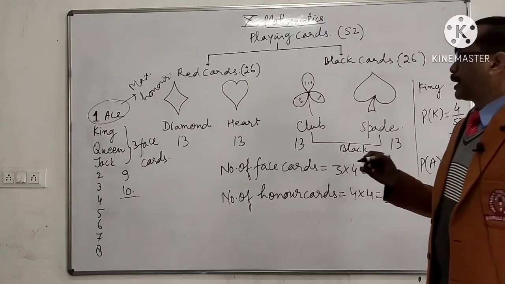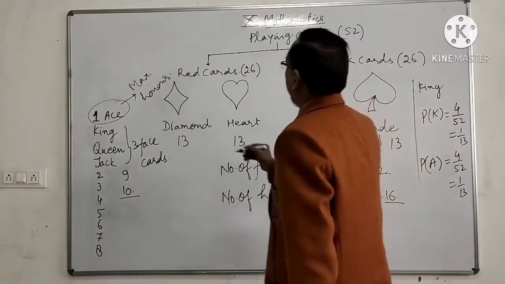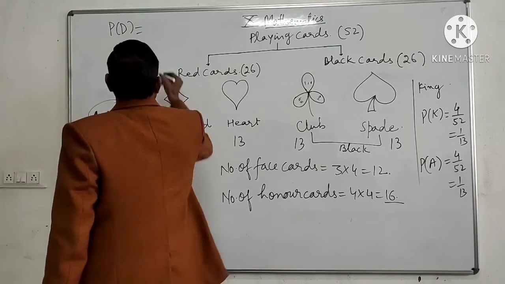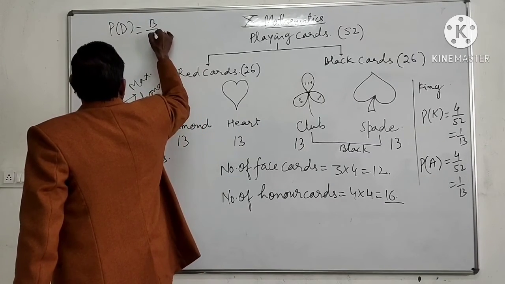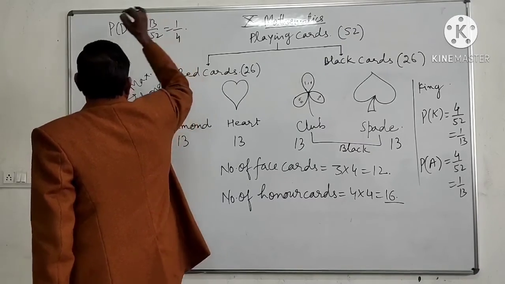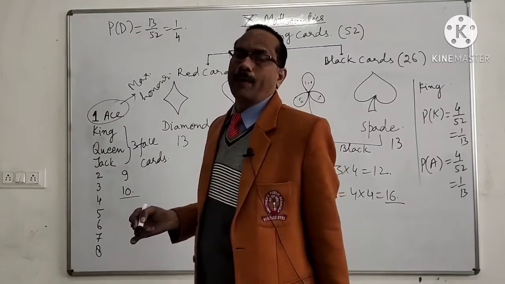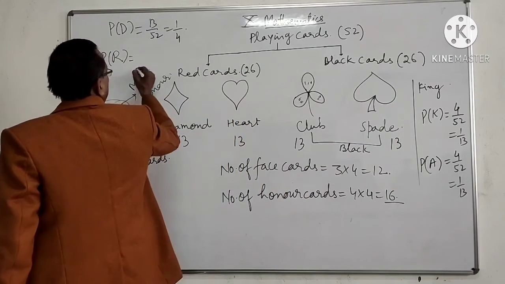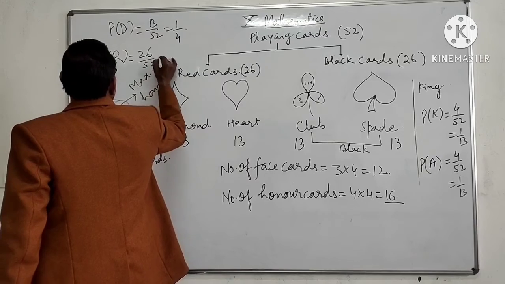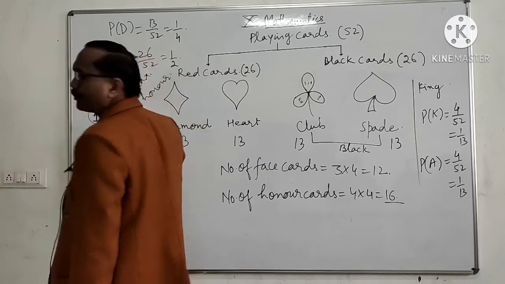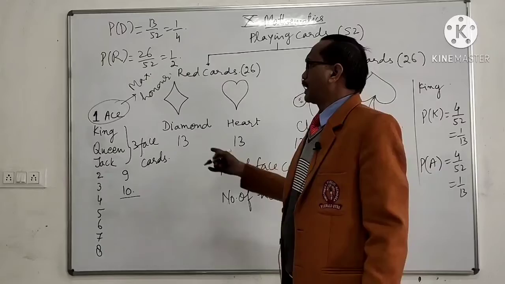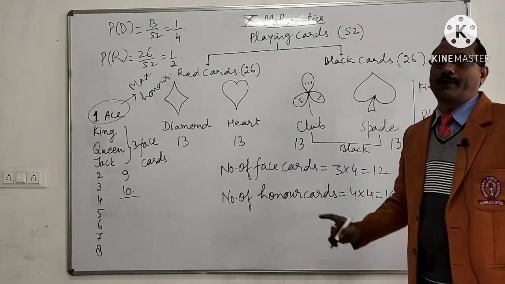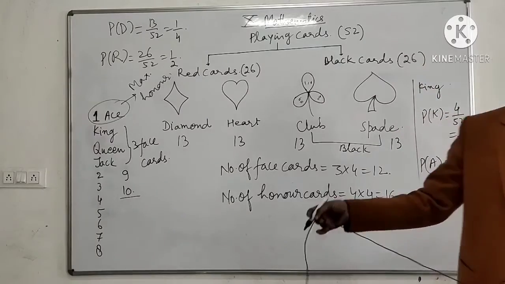If we find the probability of getting a diamond card, there are 13 diamonds, so it is 13 upon 52, or it is 1 by 4. If we find the probability of getting a red card, then it is 26 upon 52, or it is 1 by 2. So these are examples of finding the probability for different varieties of cards.